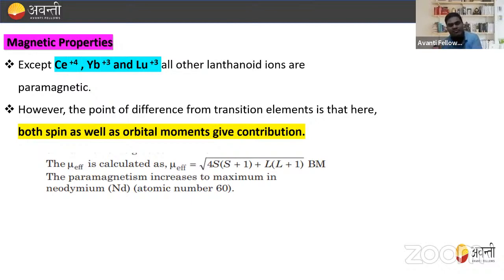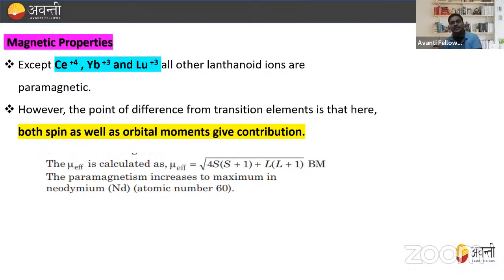So the point of difference from transition metals is that both spin as well as orbital moment give us the contribution. Like if you want to calculate the magnetic moment in case of d block elements, you observe one important thing here, where we only consider the orbital moment, right? But here both spin as well as the orbital moment give the contribution. So how will you calculate the magnetic moment?